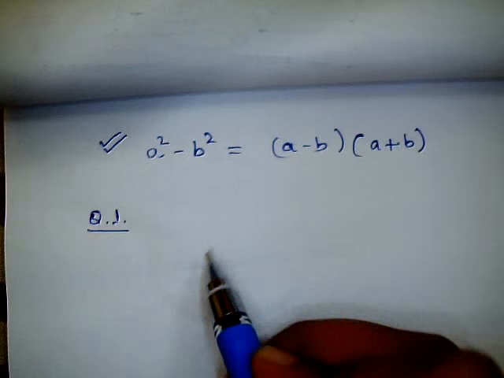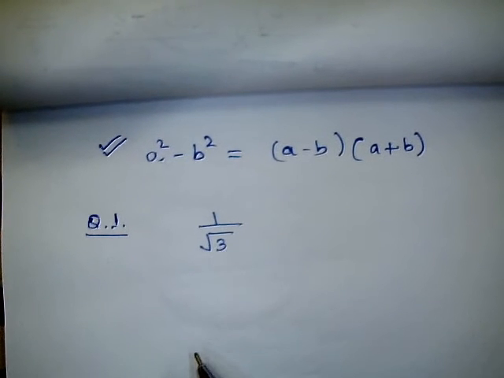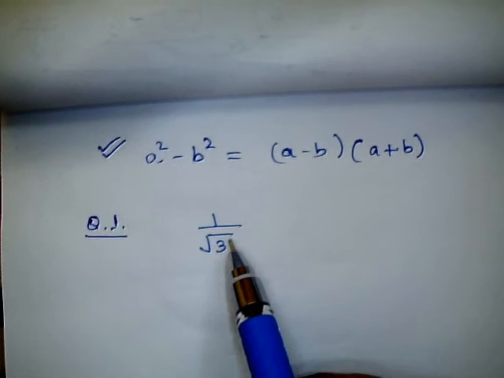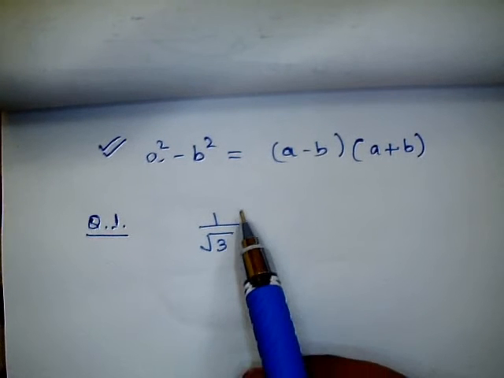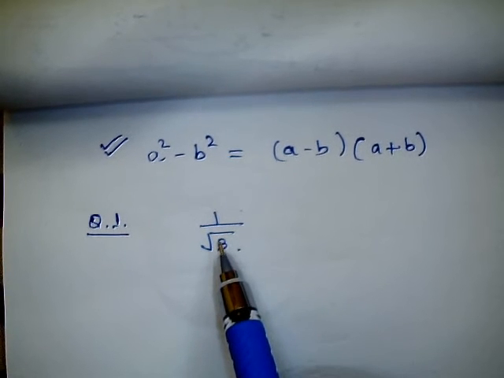Suppose, for example, this is given: 1 upon root 3. What is the meaning of rationalization? Rationalization means, this is the top part, this is the bottom part. If the bottom part contains a square root term, then we need to make it free from the square root term.